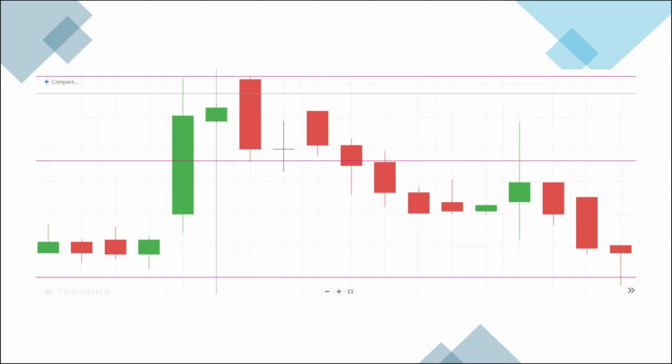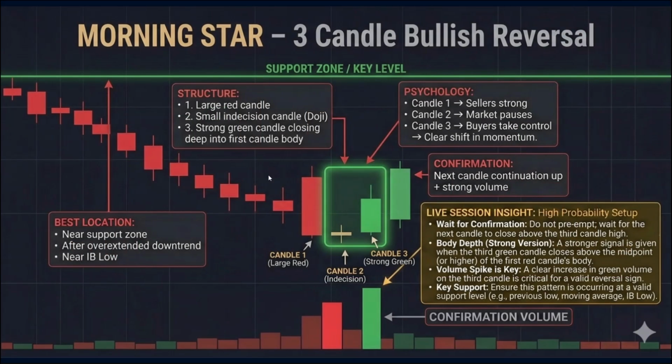Okay, so you can see an example here where the engulfing is happening and the market is slowly coming down. Okay, so let's move on to our next candle, which is the morning star. These are the names given to the patterns so that they are easy to remember.